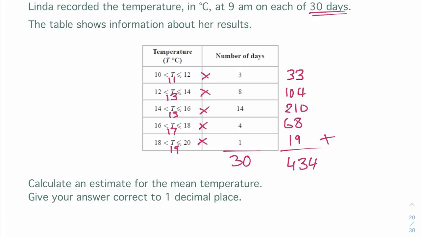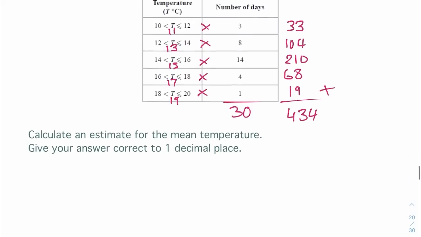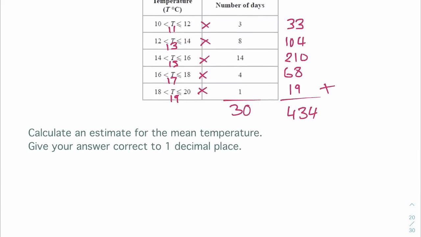That was given to us in the question, but of course you could add them yourself. So to do the working out here, we're just going to do 434, the total of all the temperatures, divided by the total number of days, which is 30. Type that into your calculator, and I get 14.46, and there's lots of sixes, so it's 6 recurring there.